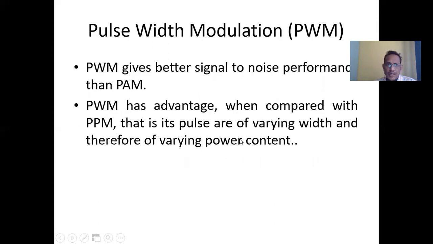Okay, same thing: pulse width modulation gives better signal to noise performance than pulse amplitude modulation. Pulse width modulation has an advantage when compared with pulse position modulation, that is, pulses are varying in width and therefore varying power also. So power is also constant. In frequency modulation, we have already defined that the transmitted power is always constant because the amplitude of the carrier is always constant. Same thing here.